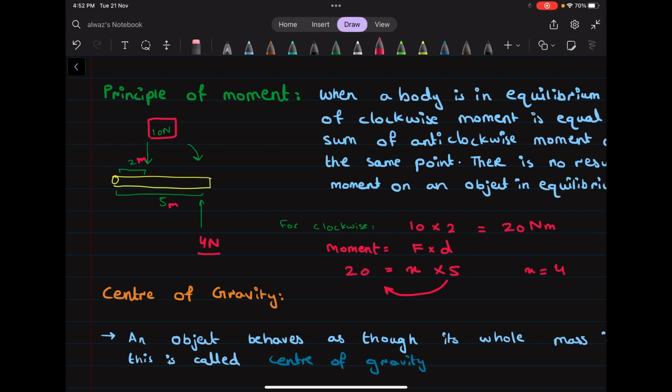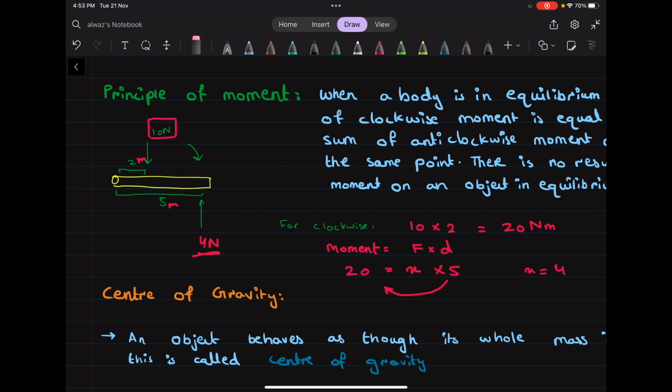So if our x is 4, meaning that if this force is 4 Newtons, this door will stay at rest. This door will be in equilibrium. Why? Because the clockwise moment will be equal to the anti-clockwise moment. If this force is greater than 4 newtons, we will see that the door will start going in this direction. This is because the anti-clockwise moment is higher, and if this force is less than 4 newtons, we will see that the door will go in the clockwise direction because the clockwise moment will be greater than the anti-clockwise moment.